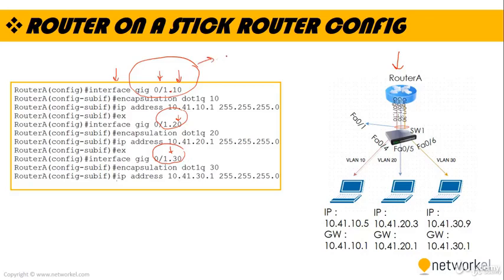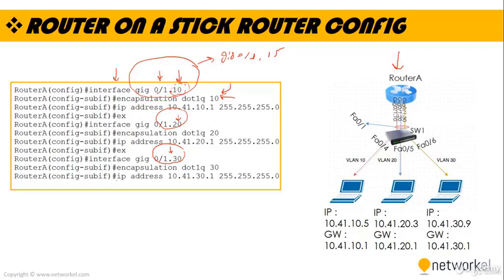I could also do Gig0/1 dot maybe 15, but if I use encapsulation dot1q 10 again, I will be terminating VLAN 10 here. This number is arbitrary, but for simplicity we are using the VLAN number as the sub-interface name. The thing we need to focus on for terminating a VLAN is actually the encapsulation dot1q command.